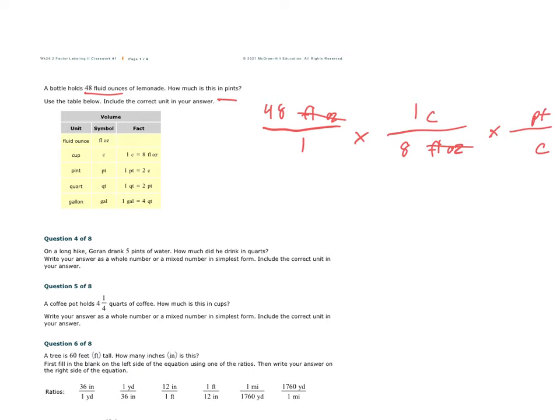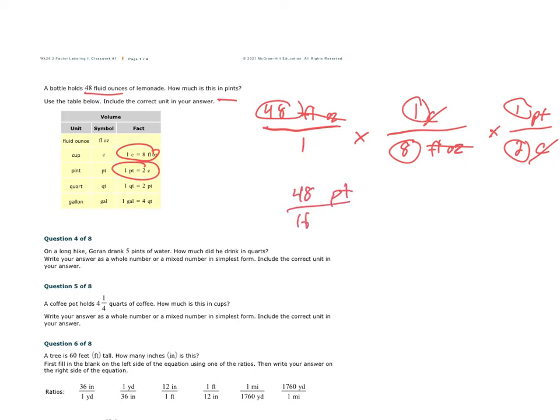I do have that conversion too: 1 pint is 2 cups. Now I can cross out cups. I'm just left with, up top, 48 times 1 times 1, which is 48, and on the bottom, 8 times 2, which is 16. So I have 48 pints over 16, which gives the answer of 3 pints. That's 2-step factor labeling.